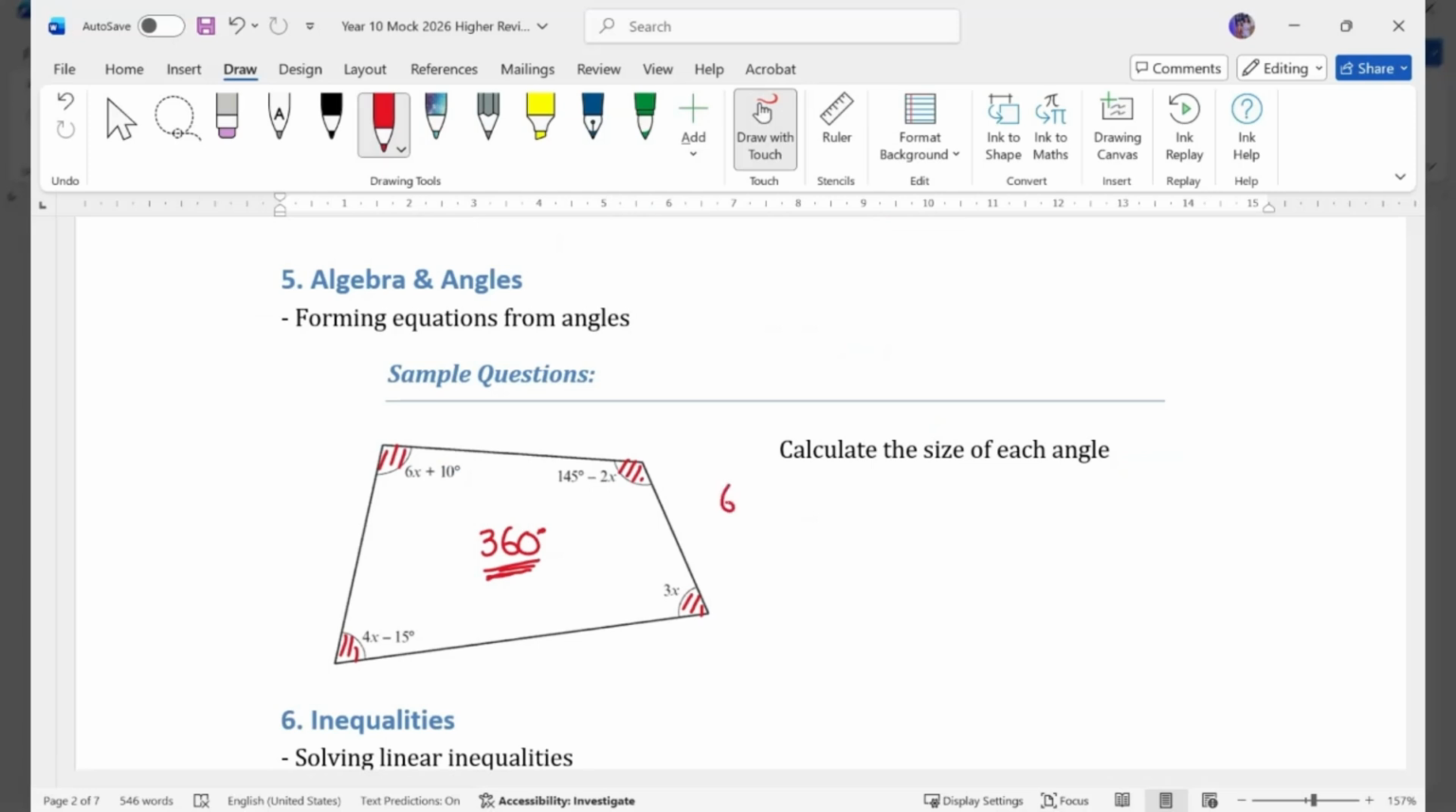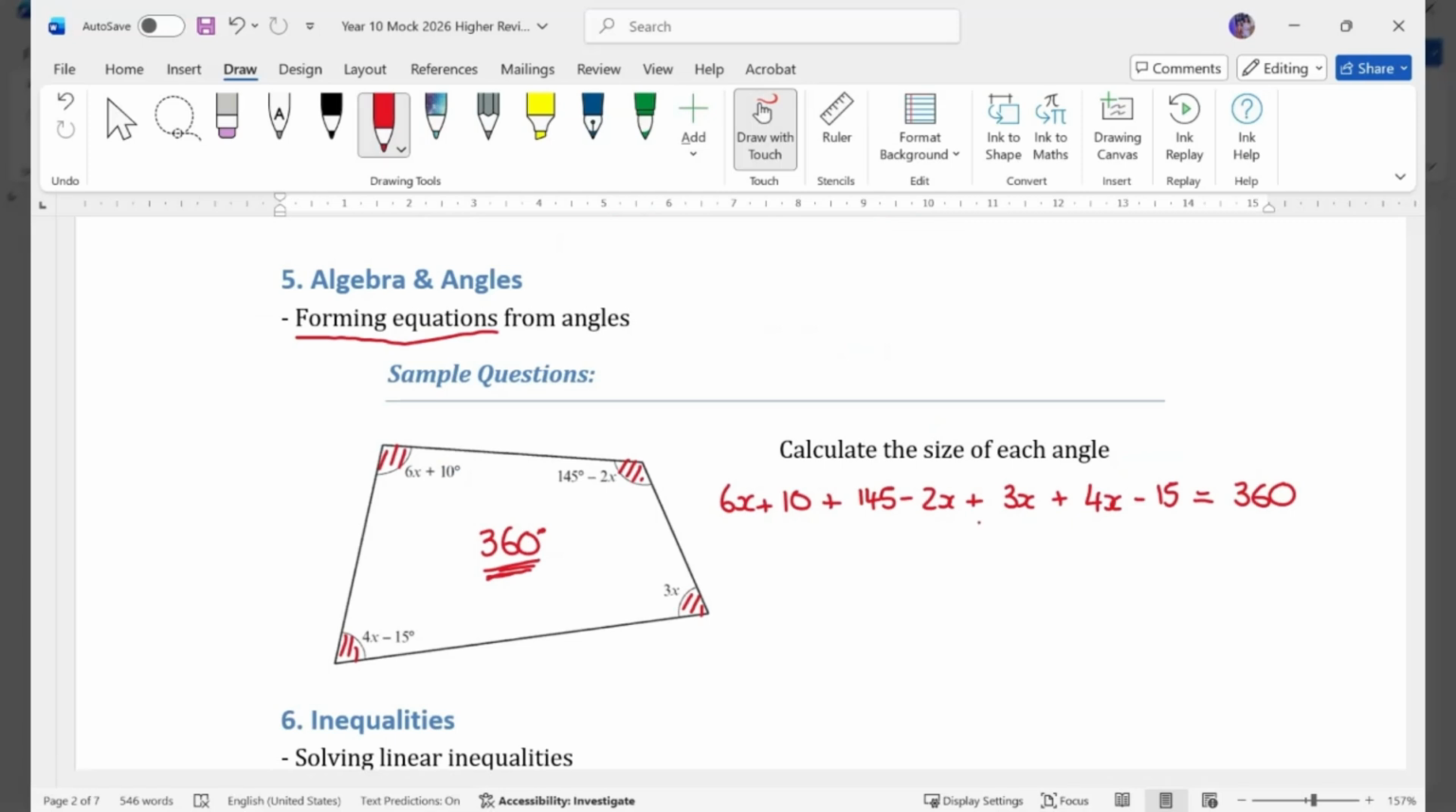What I see here is 6x plus 10, and then I'm going to add onto that 145 take away 2x, and then add onto that this one here, and then this one here. All I've done is written the four things I see and put plus in between them. But we know that they add up to, or they will equal, 360. So we've formed an equation. We've said we know that all these bits of algebra and numbers add up to, or equal, 360. Okay. Next job then is to solve this equation.